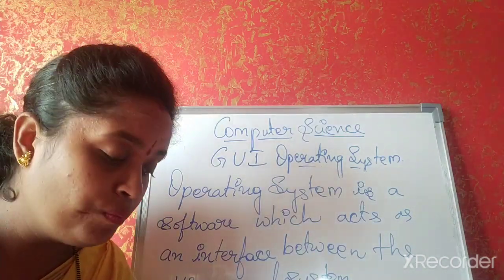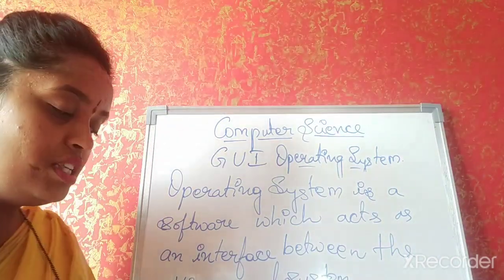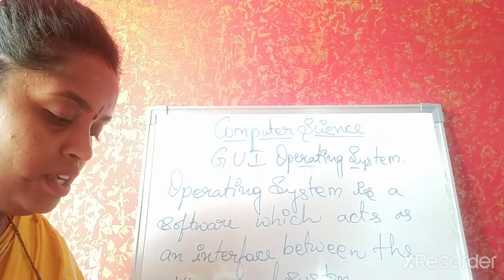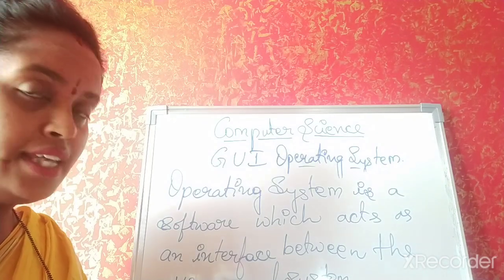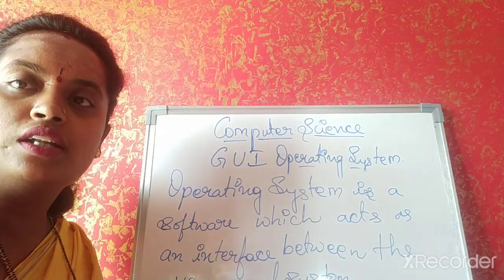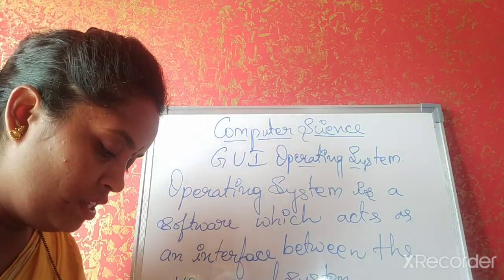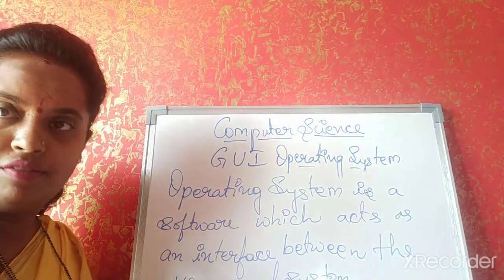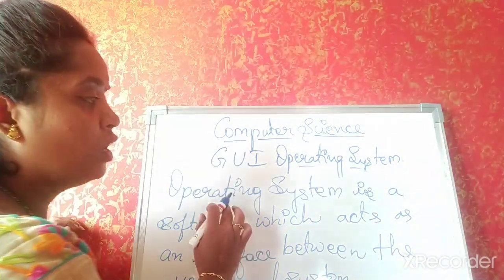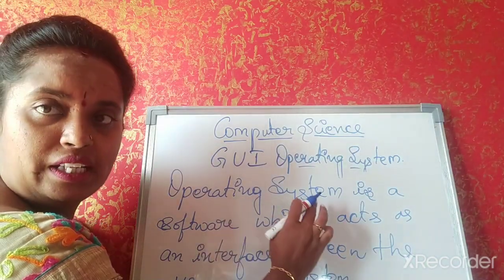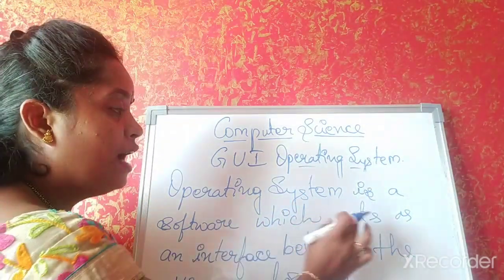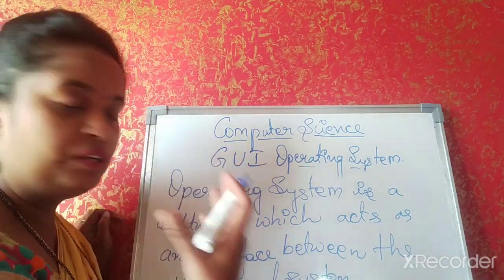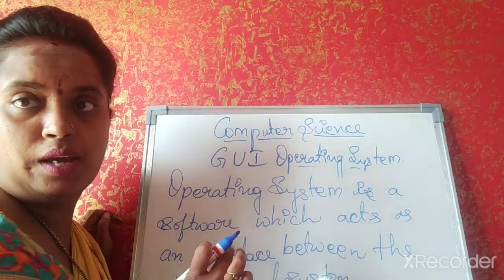What is software? Last class I told you what is software. What is software children? How many of you remember? Can you tell what is a software? Set of instructions which runs on the computer. Fine. So now what is an operating system? Operating system is a software which acts as an interface. Interface, what did I say? A communicator between the user and the system.